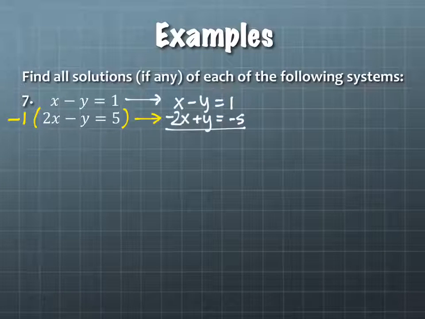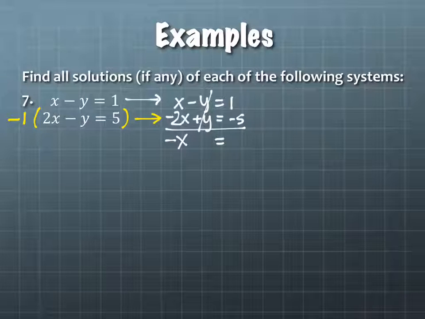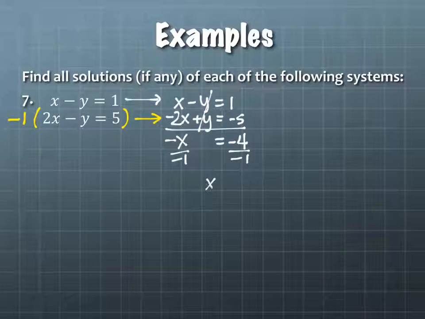What happens in the x column? Negative x. What happens in the y column? Yeah, they add to 0. And then what happens on the constant column? Negative 4. How then do I solve for x? Divide by negative 1, and I get that x is equal to 4.